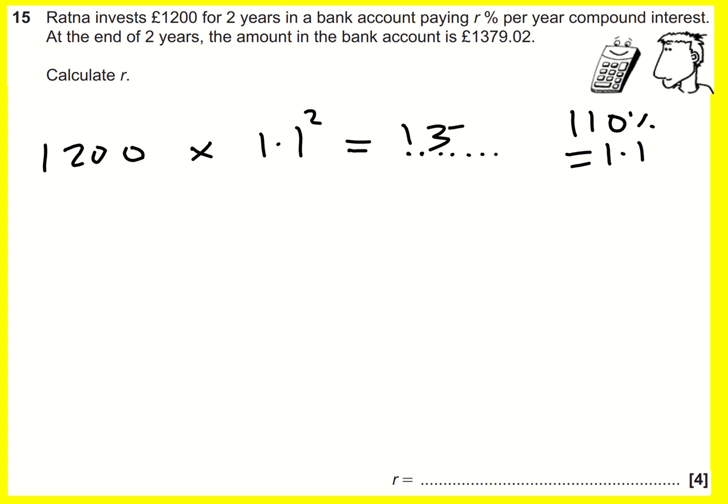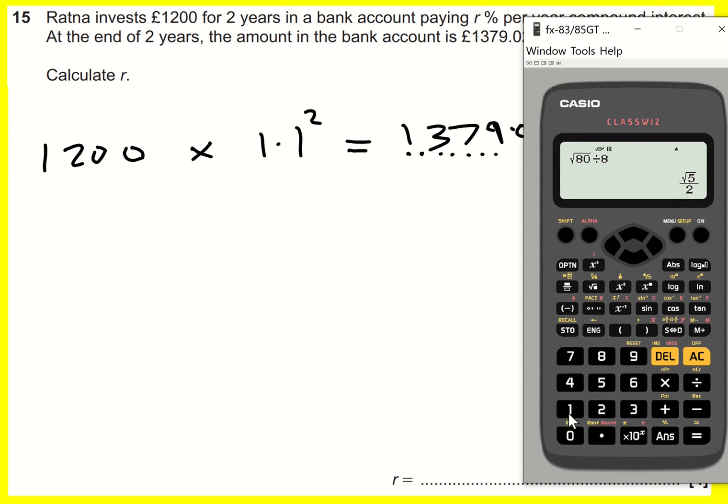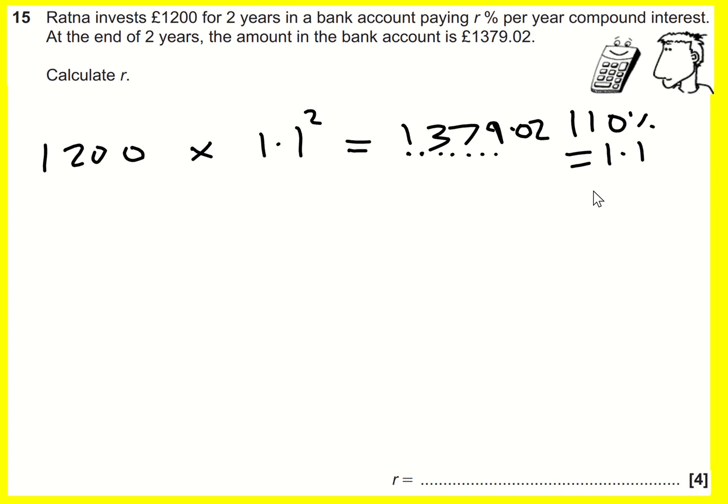Now you could do this method through trial and error. It doesn't say you have to use an algebraic method, so you could literally go 1,200 times 1.1 squared, see if it works. No, that's too big. And you could try a number that was smaller, 1.05. Okay, it's going to be a bit more than that, and so on until you get there. However, I don't like that because you are showing understanding, I suppose, and you're showing you can figure it out, but it's actually going to take a little while to do.